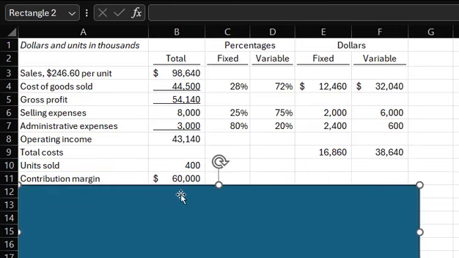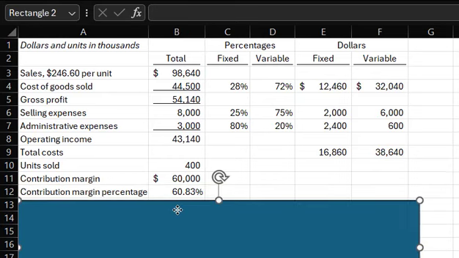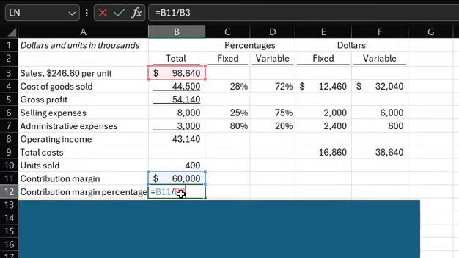Okay, so from there we can calculate the contribution margin, which is just the sales amount 98,640 minus variable cost, right? The contribution margin income statement, you take sales minus total variable cost. Now, let's say we wanted to know contribution margin percentage. Well, then you just take the contribution margin and divide it by the sales, both in dollars. You could do this on a per unit basis as well. You'd still get the same contribution margin percentage.